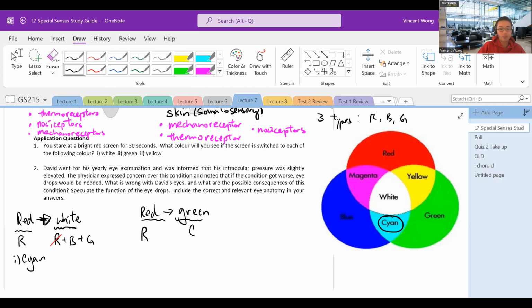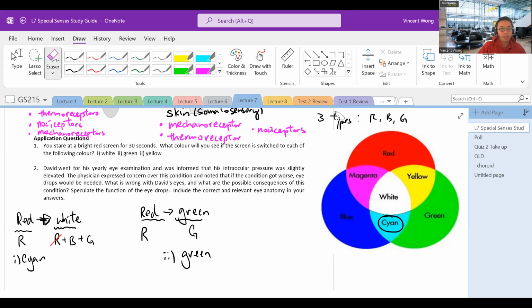Yes, it's green, right? So it's not a trick question. All right, so you stare at the red screen, your red cones get tired. You switch to a green screen. I don't need red cone cells to see the color green, right? So it's not going to get affected. It will still appear as green. Do you understand that?